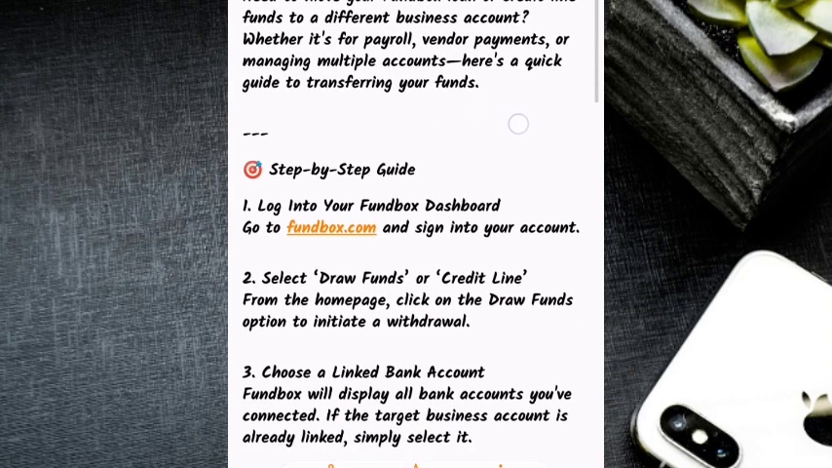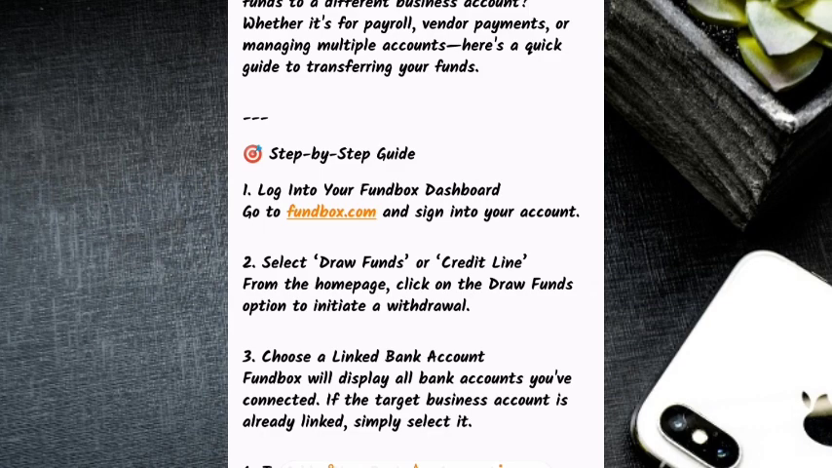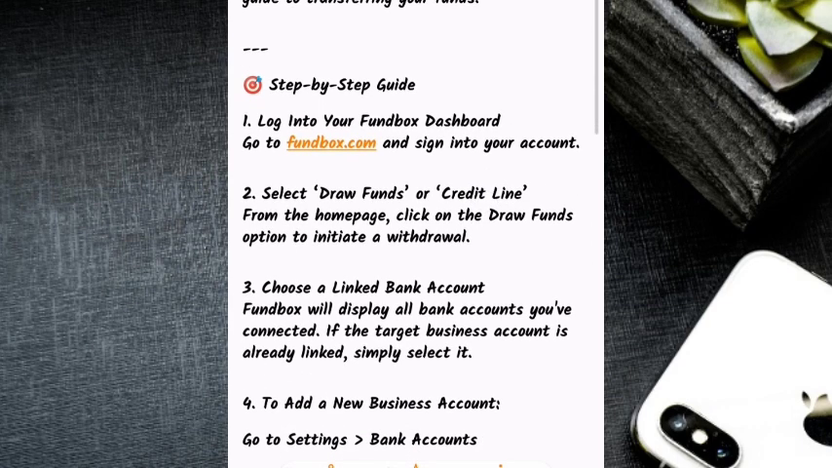The first step, of course, is going to be to log into your Fundbox dashboard. So head over to fundbox.com and sign into your account using your credentials. The next step is to select draw funds or credit lines. Now from the home page, just click on the draw funds option to initiate a withdrawal.